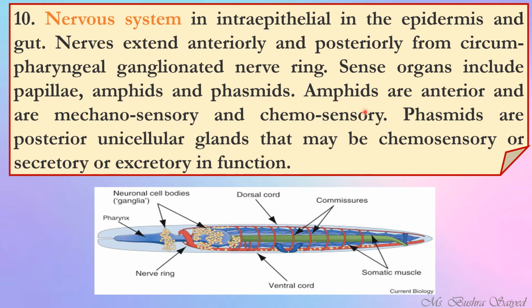We are talking about the sense organs. Amphids are located anteriorly. They are mechanosensory or chemosensory. It means they respond to some mechanical stress or chemical stimulus in the environment. Phasmids are posterior. They are located at the posterior end, as I have told you earlier.